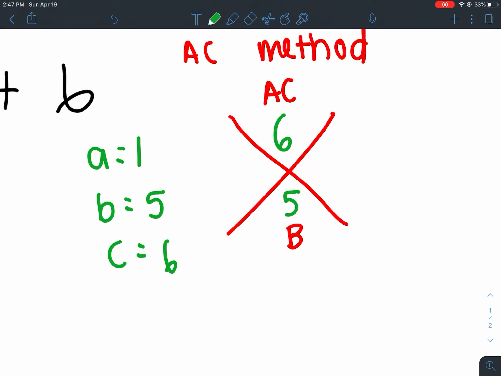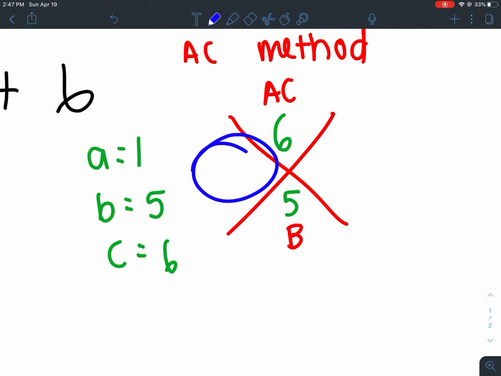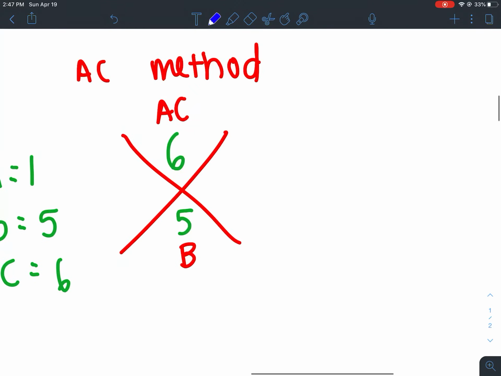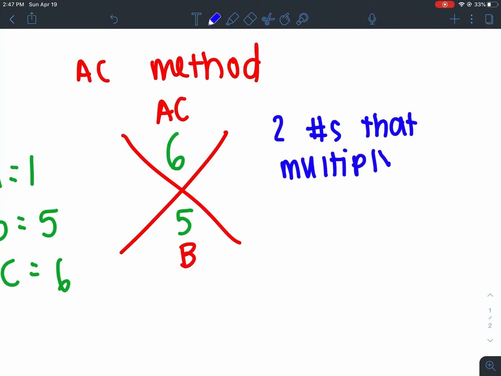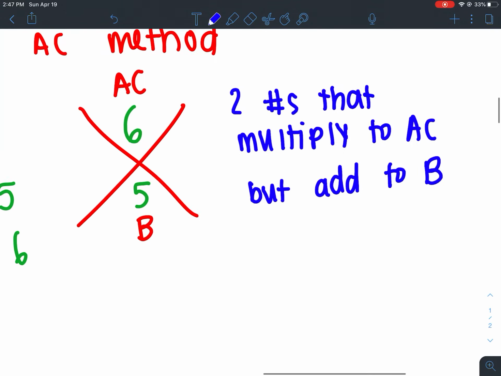B stands for bottom. So you put the 5 at the bottom of your x. Okay, and you're like, well, what's going to go on these sides? That's where we have to think about this. We need 2 numbers that multiply to AC, but add to B. So 2 numbers that are going to multiply to 6, but add to 5.